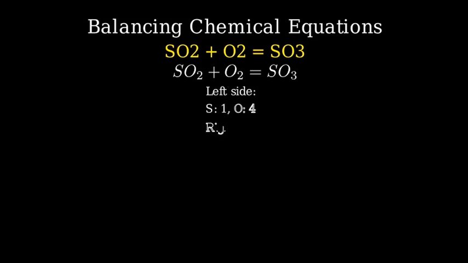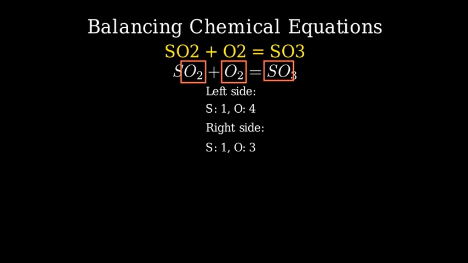To balance this equation, we need to ensure that the number of atoms of each element is the same on both sides of the equation. Let's start by counting the atoms on each side. We can see that the number of sulfur atoms is already balanced, with 1 on each side. However, we have 4 oxygen atoms on the left side and only 3 on the right side.